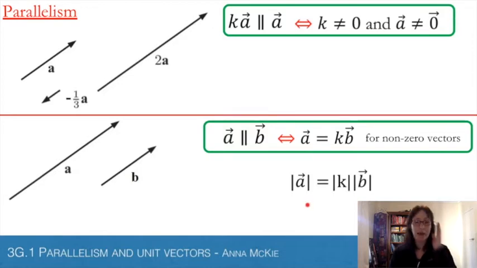Noting here that the magnitude of A, so its length, is equal to the magnitude of B multiplied by that scalar k, the modulus of that. So back up at the top one here where we had -1/3, the k value there would be +1/3.